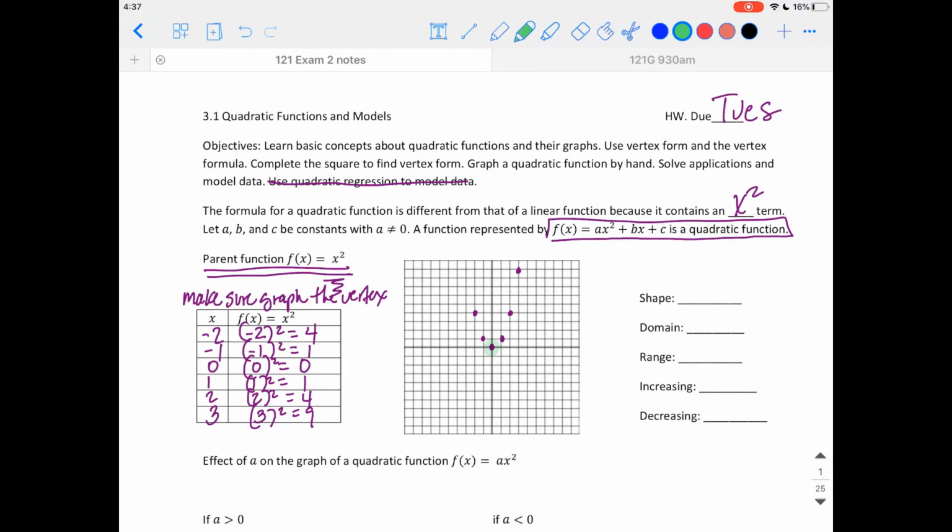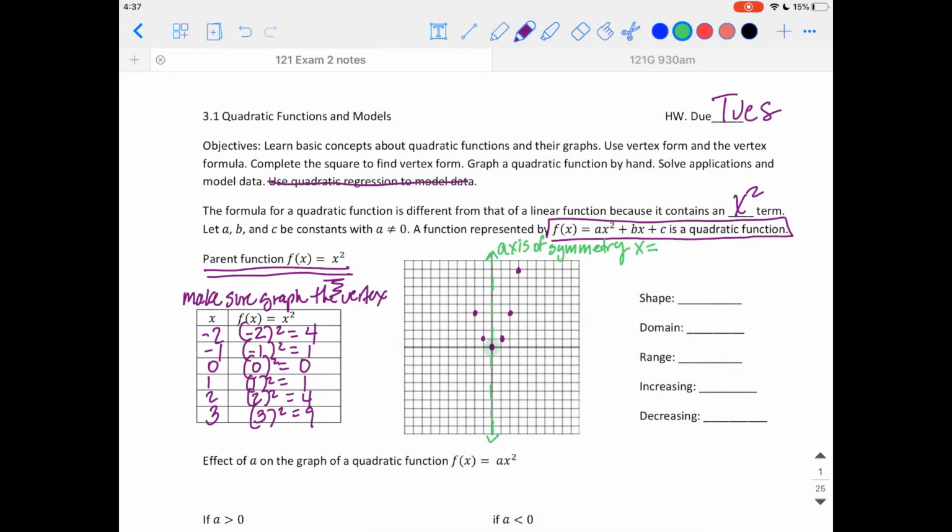And connecting the graph here, going through the vertex, there is an imaginary line that cuts it perfectly symmetrically in half. And this is called the axis of symmetry. It is not part of the graph. And the axis of symmetry, since it's a vertical line, is always going to be x equal to some number. And for this particular problem, we'll fill it out right now.